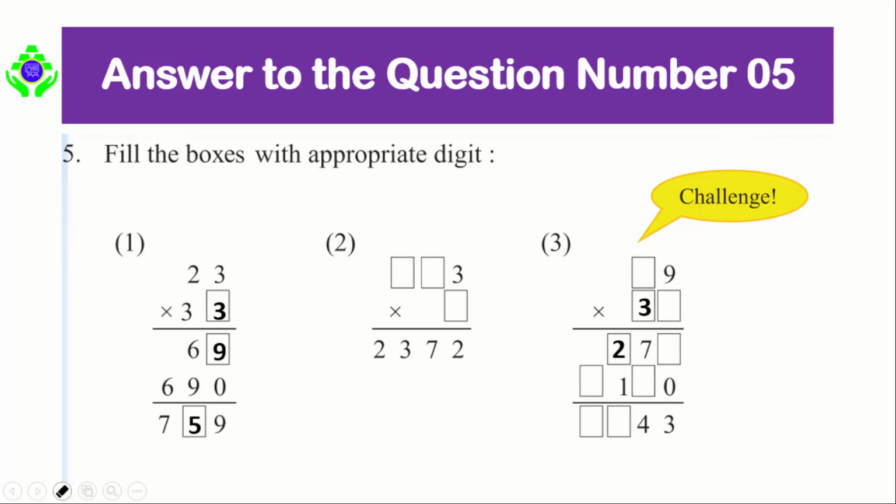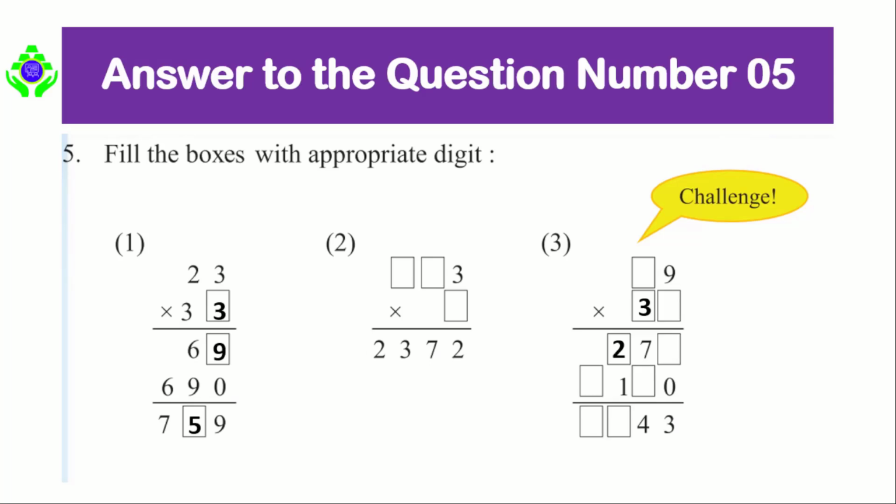Now we will move on to the second question. There are 3 boxes. So first of all, we need to start with our right side. There is a 2 and there is a 3. So just try to think that if I multiply 3 with a number, there should be a 2. How can I find this?